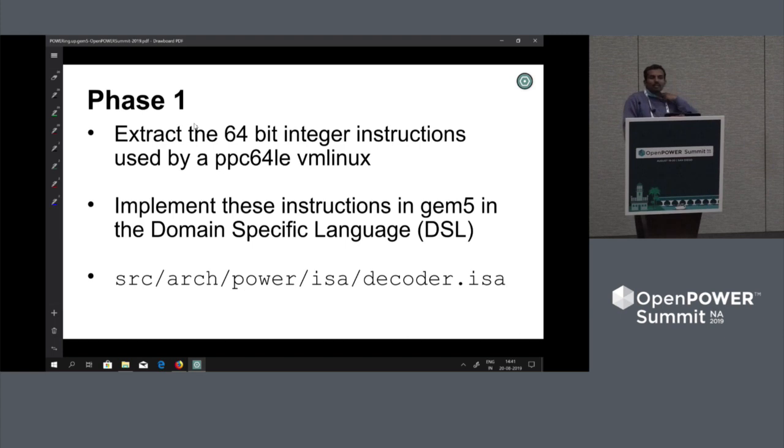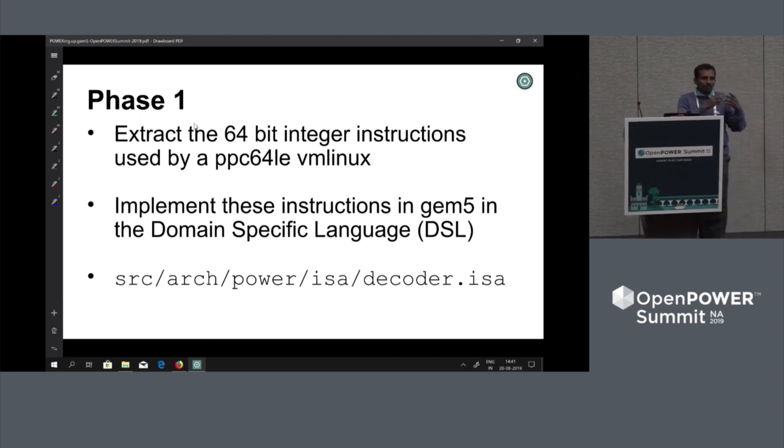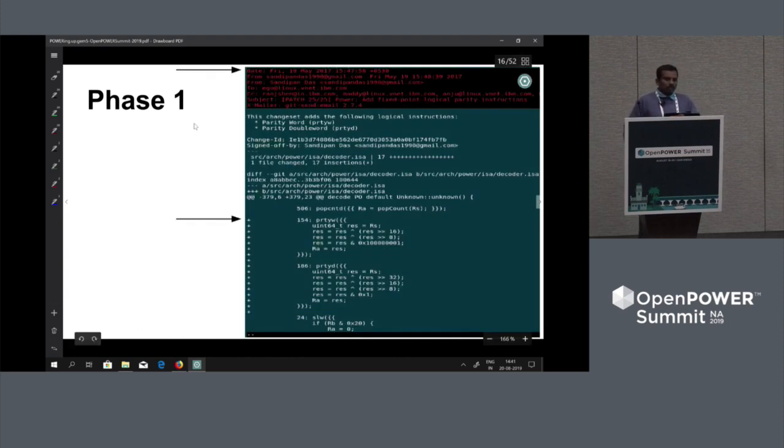gem5 enables implementing these instructions through an internal DSL in which we can describe the functionality. For a given major opcode, minor opcode, and mnemonic, we write out the functionality in the DSL. That's the specific program in which the description had to be written. This was one of the earlier instructions that we added. The specific example shown here is parity word and parity double word.